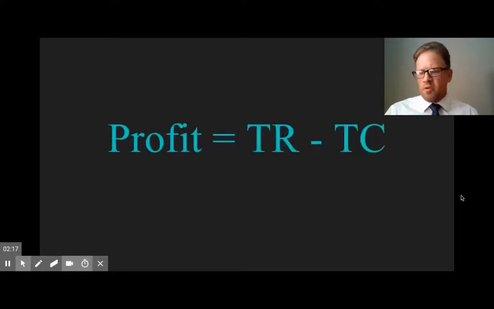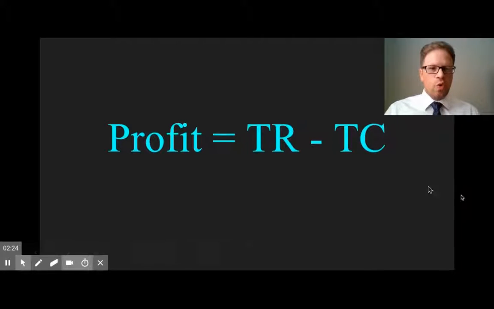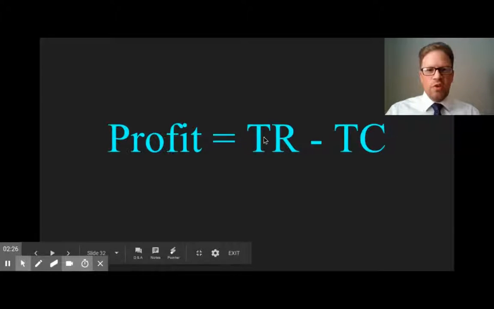What's profit, Mr. Booth? Good question. Profit is when total revenues exceed total cost. So if this were a college course, we'd be throwing out this equation: your total revenues minus your total cost. Total cost just means all of your fixed costs plus all of your variable costs. Add those together, that's your total cost.